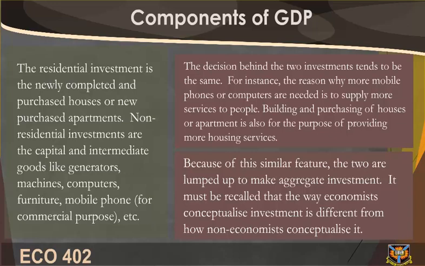For instance, the reason why more mobile phones or computers are needed is to supply more services to people. Building and purchasing of houses or apartments is also for the purpose of providing more housing services. Because of the similar feature, the two are lumped up to make aggregate investment. It must be recalled that the way economists conceptualize investment is different from how non-economists conceptualize it.